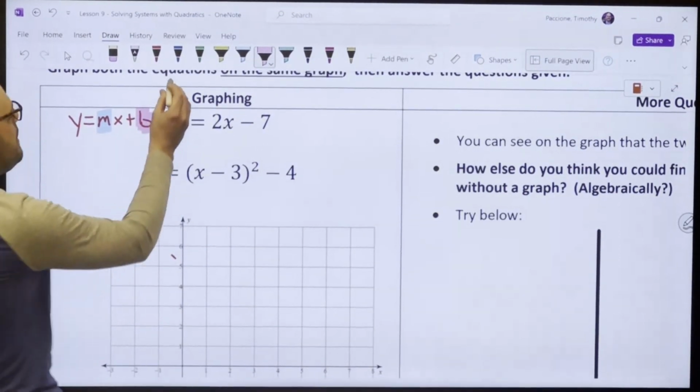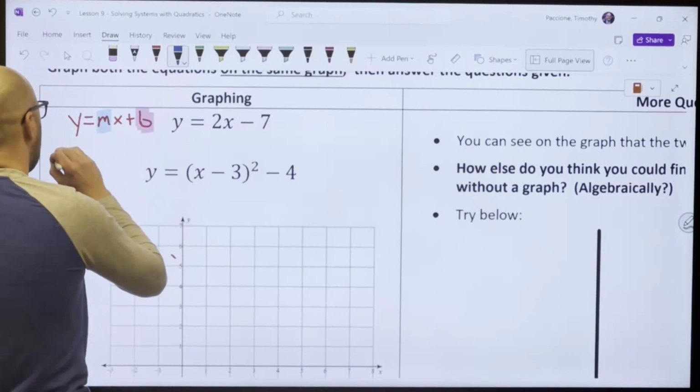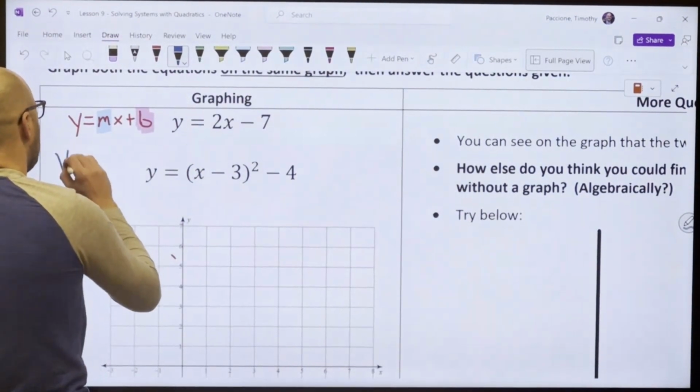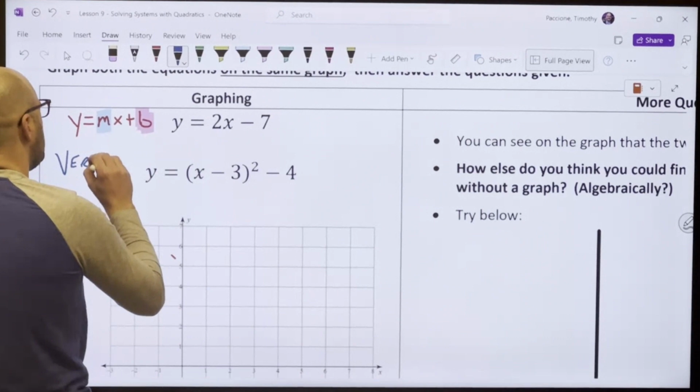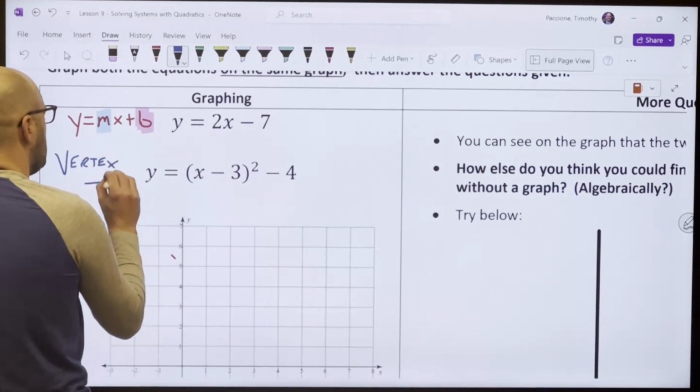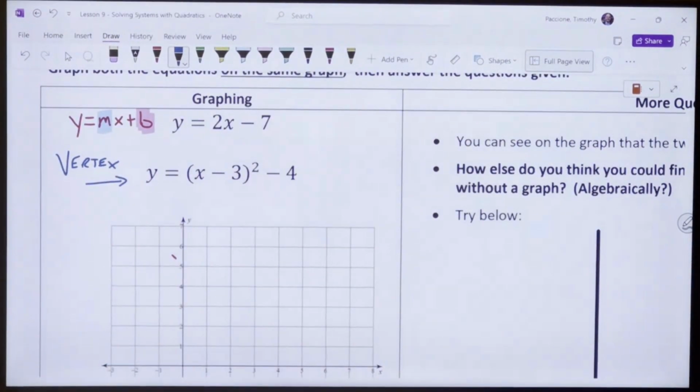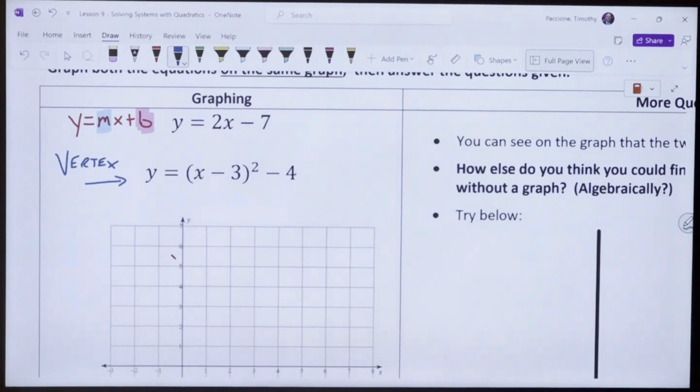And then what form is the bottom one in? Quadratic, and it's in vertex form. So if you find your vertex, use your stretch, you'll be able to get that one on there, right? And then once you get those two on there, we'll get started.